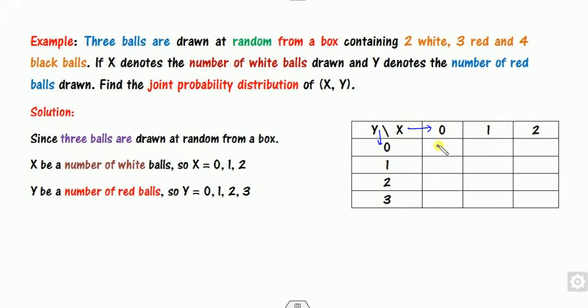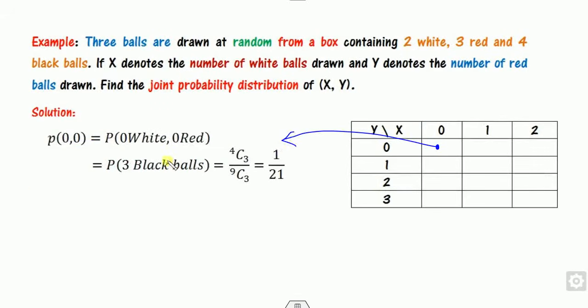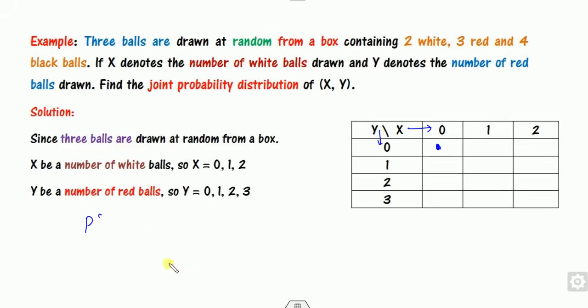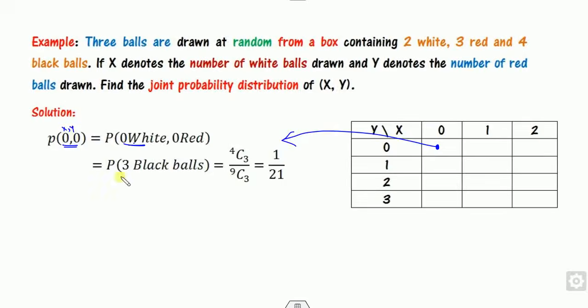So what is the meaning of this? How can you find the probability of this? It means 0 white, because this is my x comma y. Okay, x is my white ball, look at that. So it means 0 white, 0 red, but we need 3 balls drawn. It means the other 3 are black balls. So how do you find the probability of the 3 black balls? The total is 4, C3, and so on. So this is the answer corresponding to this.